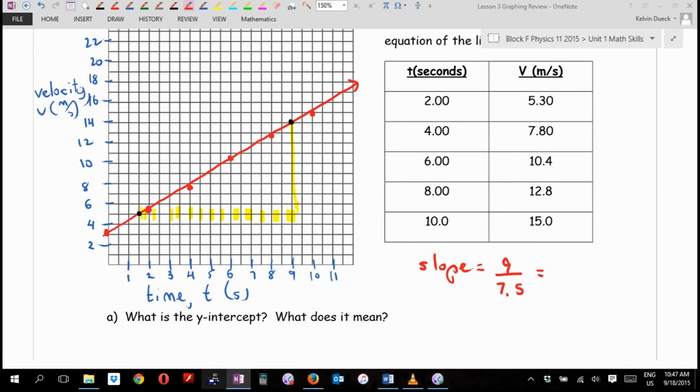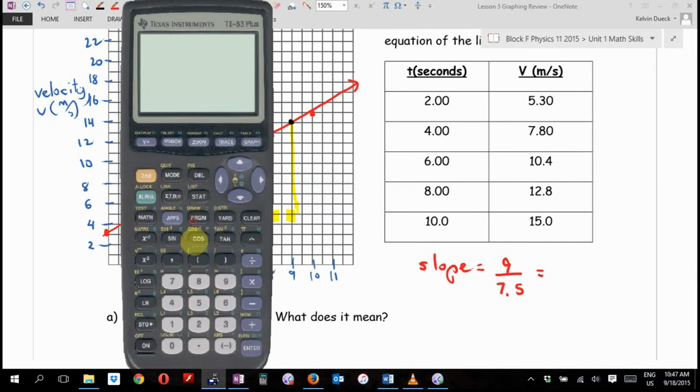And in physics, we write slopes as decimals, not as fractions. So my slope, and yours should be fairly close to this.